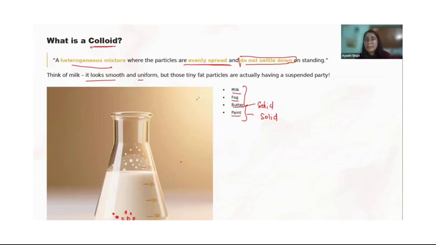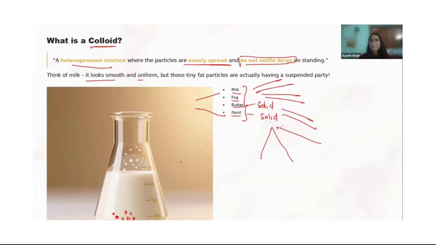And when you pass light through these things, they will start scattering the light in different directions. Even on a foggy day, you'll see when the light comes, it starts scattering like this, right? We'll again discuss it in detail.